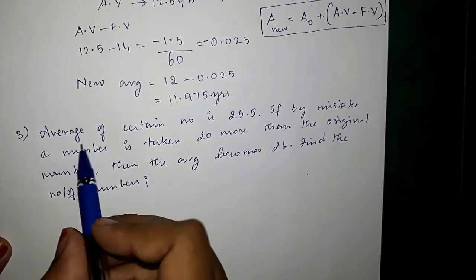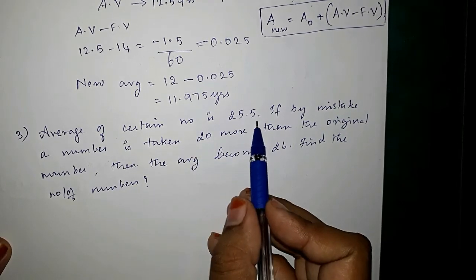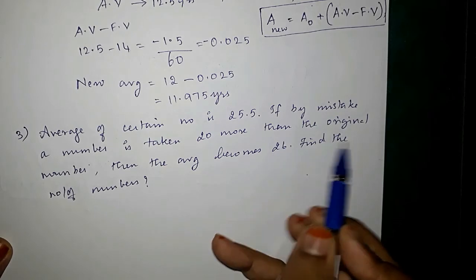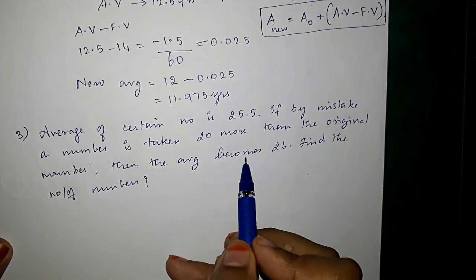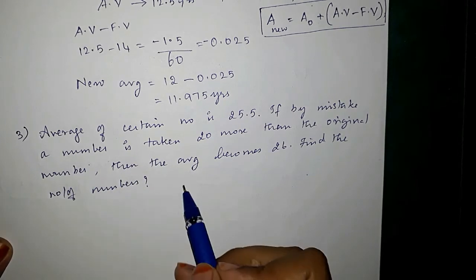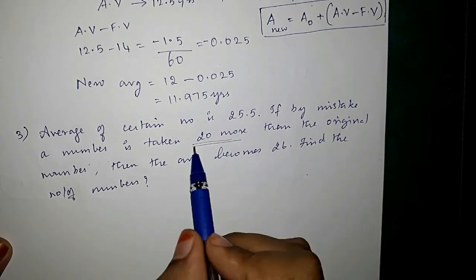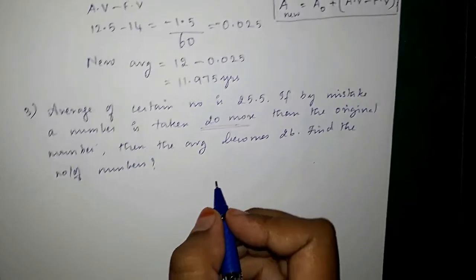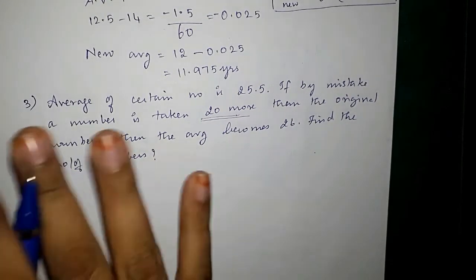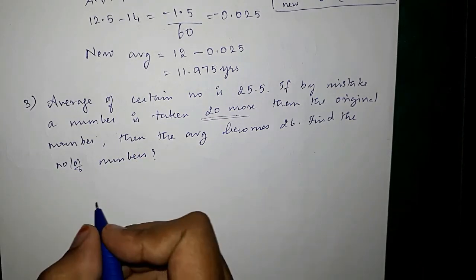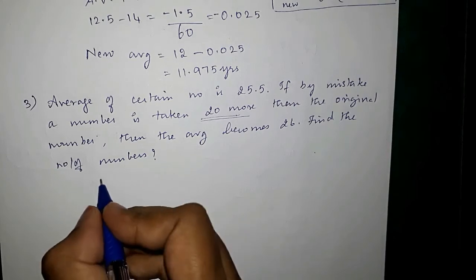The next question: the average of certain numbers is 25.5. If by mistake a number is taken 20 more than the original number, then the average becomes 26. Find the number of numbers. Here the average is given, the difference between the misread value and the original value is given, and we have to find the value of n. Don't get confused or think it's very complicated. We can solve it easily using a simple formula.